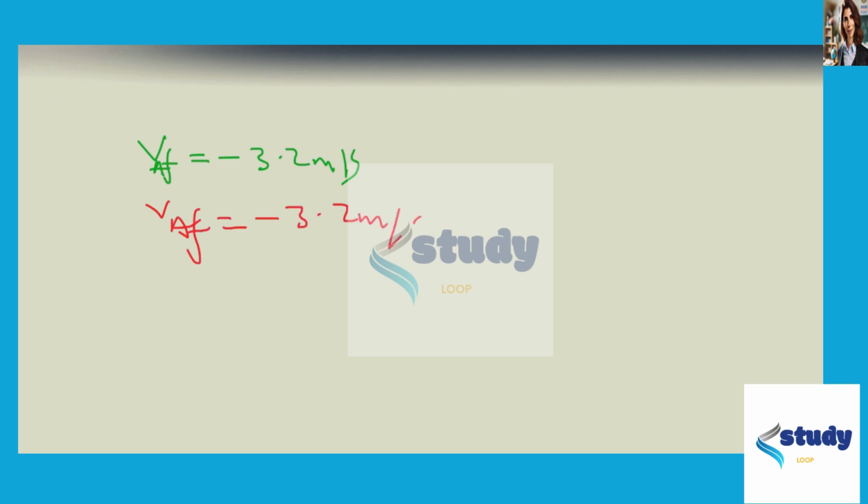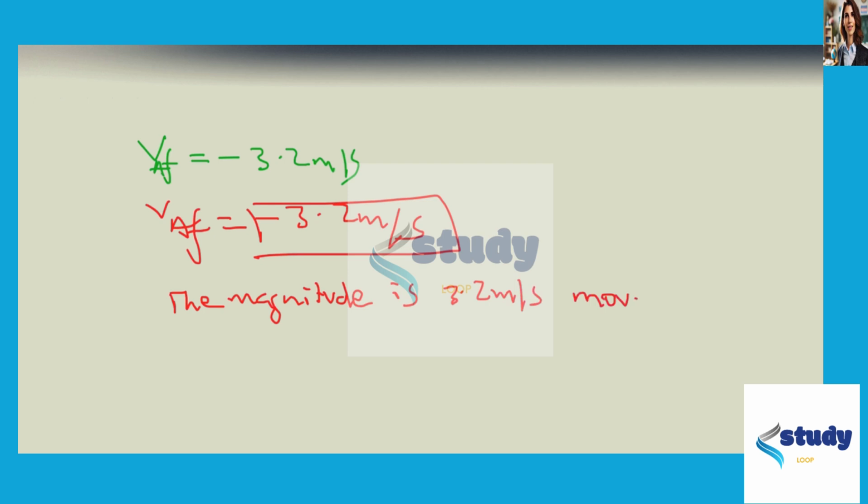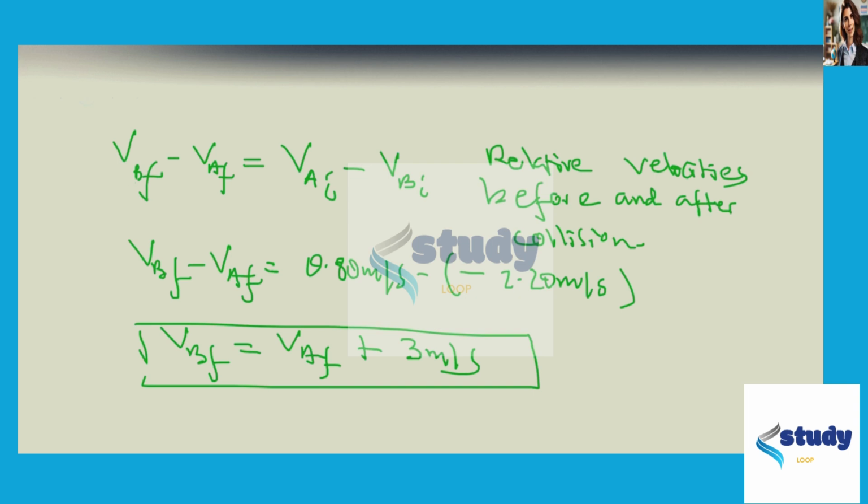So the final velocity of A equals negative 3.2 meters per second, which means it's moving towards the left. So the magnitude is 3.2 meters per second, moving to the left. And then now we can go back and use this equation right here to get the final velocity of B.